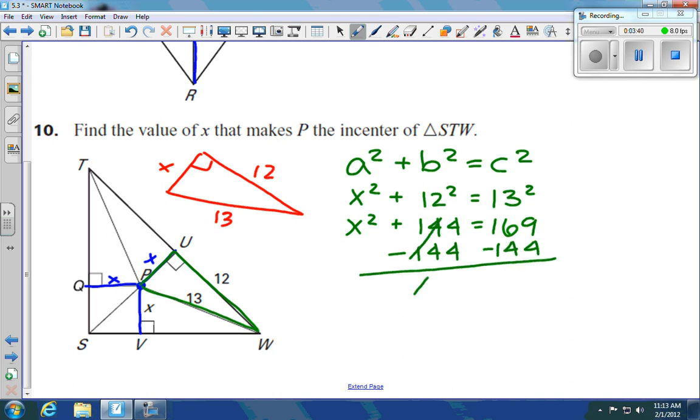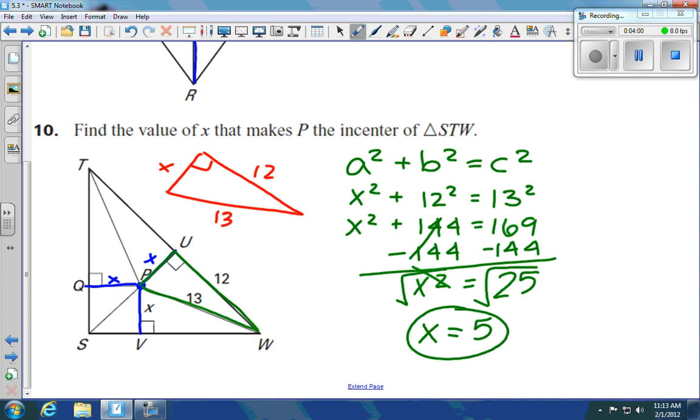So I have x squared equals 25. Now, Kiki, what do I do to get x by itself? You square root. Now I take the square root, because the opposite of squaring something is taking the square root. So that leaves x by itself. And if I take the square root of 25, my answer would be 5, because 5 times 5 is 25.